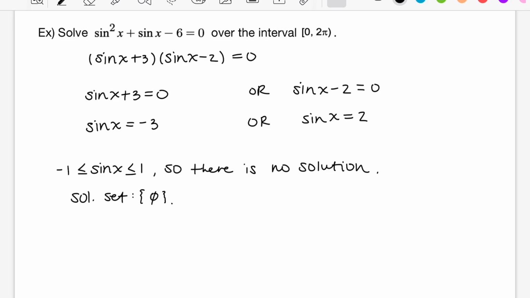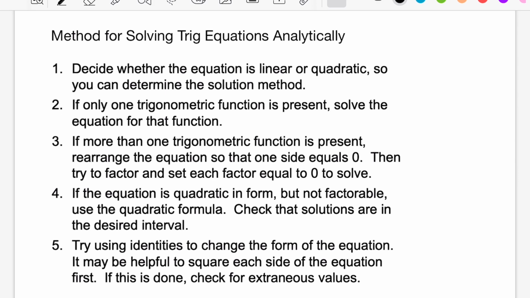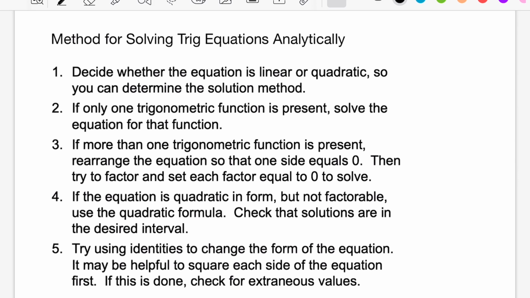Alright, so that's the last example for this video, but here is a list of the steps for solving these trig equations analytically. First, you want to make sure you know what type of equation you're working with. That'll be linear or quadratic, so you can determine the solution method that you want to use. Then you'll solve for the trig function if only one trig function is present. Now, if the equation has more than one trig function, then we'll rearrange the equation so that one side is equal to 0, then try to factor and set each factor to 0 so we can solve it.